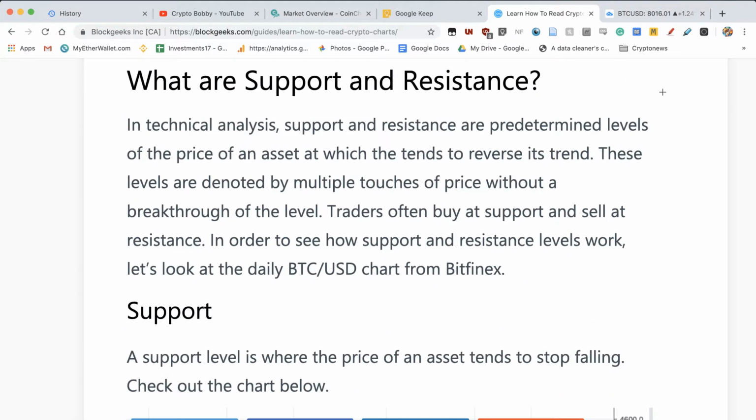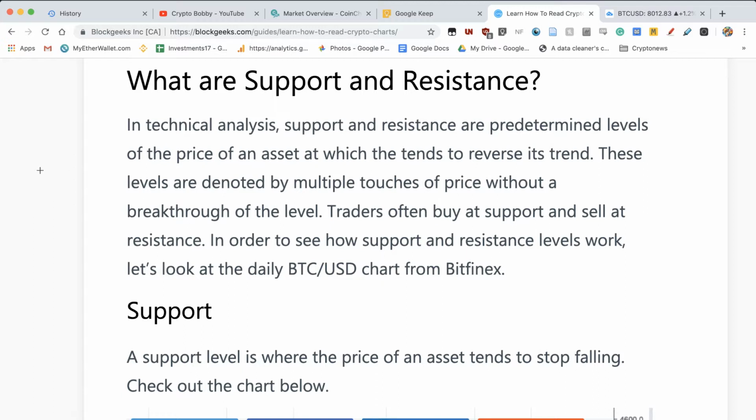Another important bit of information to know, and this is the basics, and that's support and resistance, and what we mean with support and resistance lines. So in technical analysis, support and resistance are predetermined levels of the price of an asset at which the trend tends to reverse its trend.